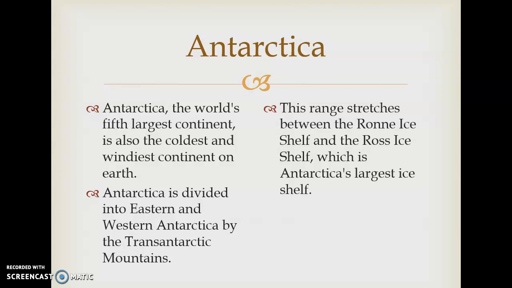Antarctica is the world's fifth largest continent. It's also the coldest and the windiest continent on Earth. It's where the South Pole is located. Antarctica is divided into eastern and western Antarctica by something known as the Trans-Antarctic Mountains, and we'll look at a picture of that in just a second. This range stretches between the Ronne Ice Shelf and the Ross Ice Shelf, which is Antarctica's largest ice shelf.